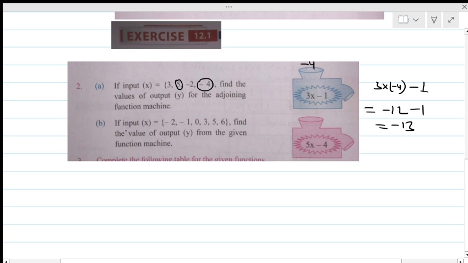And here B is also very similar. The input is x, the values are given, and y is the output that you have to find. So same as you did for 2A, you can do 2B. Now we're going with number 3. Let me erase this first.